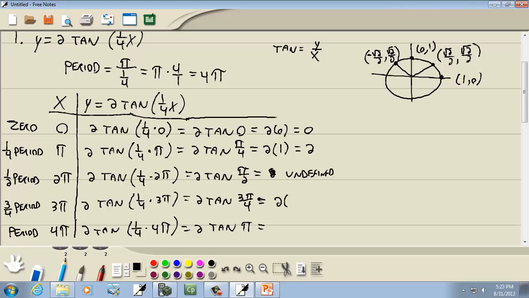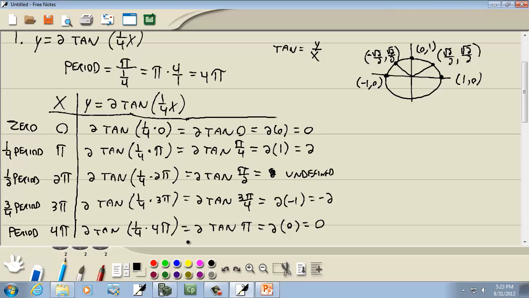The pi over 4, 3 pi over 4, 5 pi over 4, 7 pi over 4, they're always going to be 1. It's just the sign is going to vary. So this will be negative 1, which gives us negative 2. And back to the beginning, so to speak. We've got negative 1, 0. Y over x, 0 over negative 1 is 0.